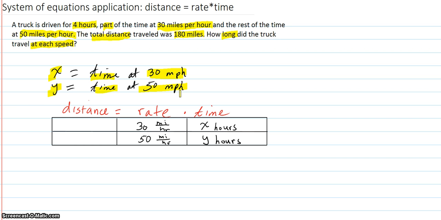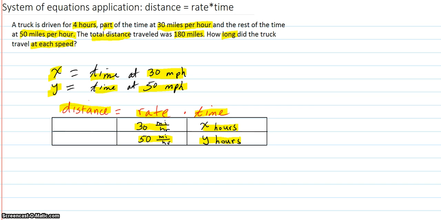Alright, so you set up your distance equals rate times time chart. This chart method is good, really good for distance equals rate times time type problems. So you put in 30 miles per hour for x hours, and he went 50 miles per hour for y hours.